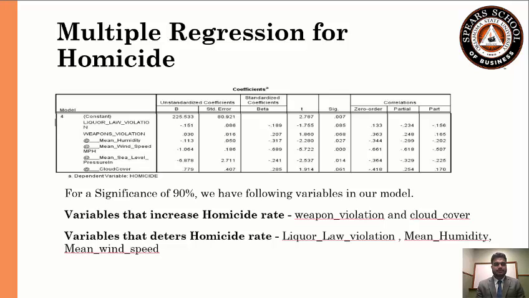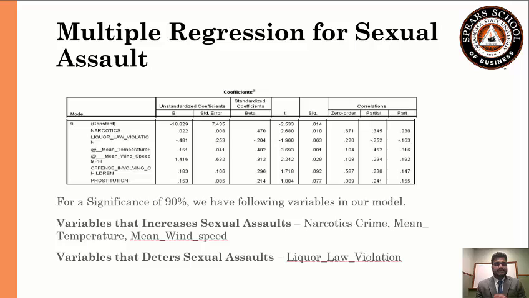We used the backward elimination method for variable selection, and we took a 90% significance level because we had a very small number of rows. After regression, the result is in front of you, and as you can see, weapon violation and cloud cover appear as the variables which have a positive impact on homicide, and liquor law violation, mean humidity, and mean wind speed have a negative impact on homicide. It means if weapon violation increased by 1 unit, then homicide will increase by 0.030, holding other variables constant.